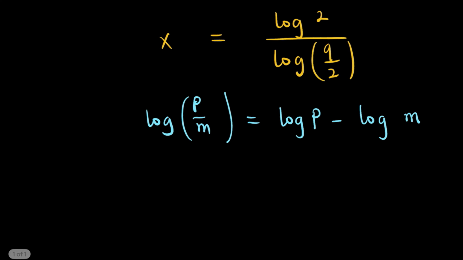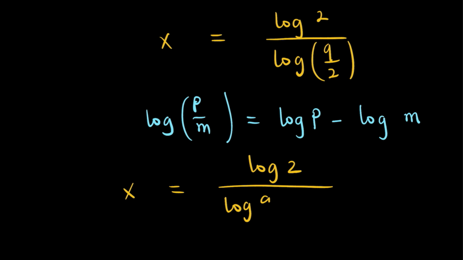Therefore, x becomes log 2 divided by log 9 minus log 2. So whichever you prefer, either this or this, both can suffice as our final answer for this problem.